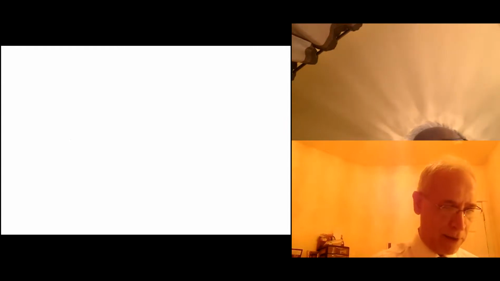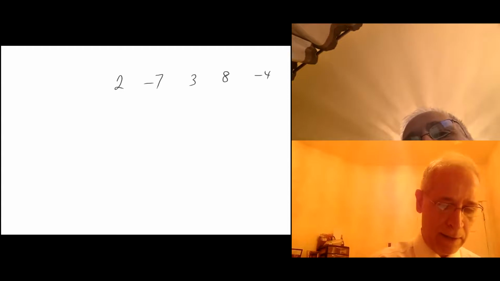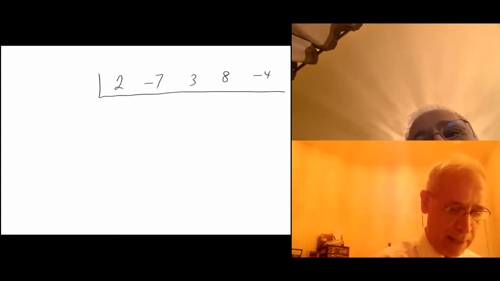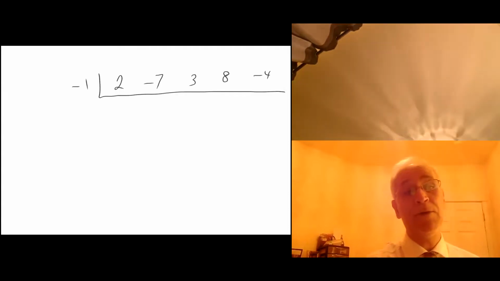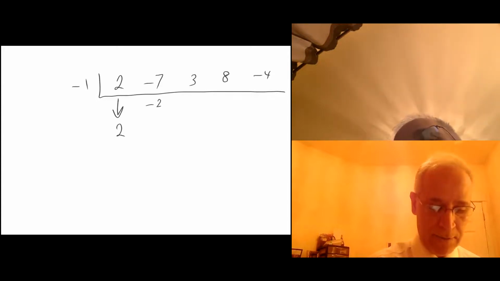Our p of x was 2x to the 4th, so here's my 2, negative 7x cubed, so minus 7, 3x squared, so 3, coefficient of 8x is 8, and I have a negative 4, and I want to show that negative 1 is a root. Using synthetic division, bring the 2 down. 2 times negative 1 is negative 2. Add them together, negative 9.